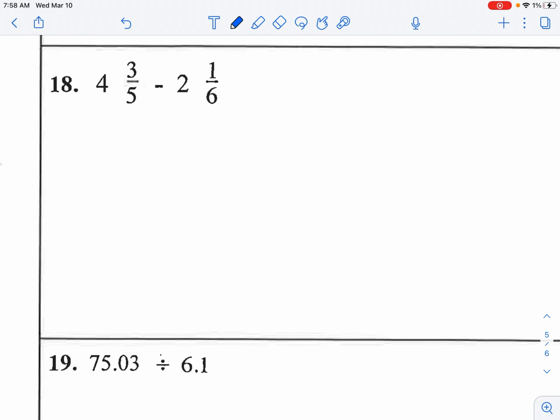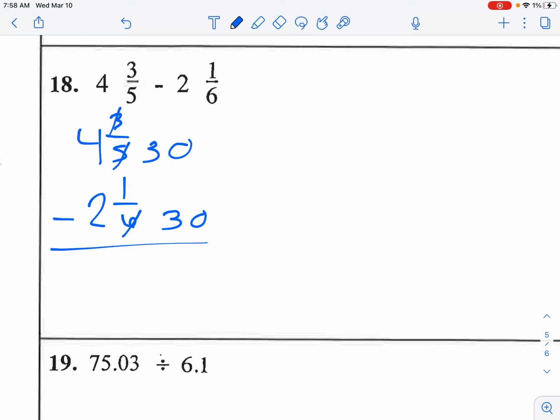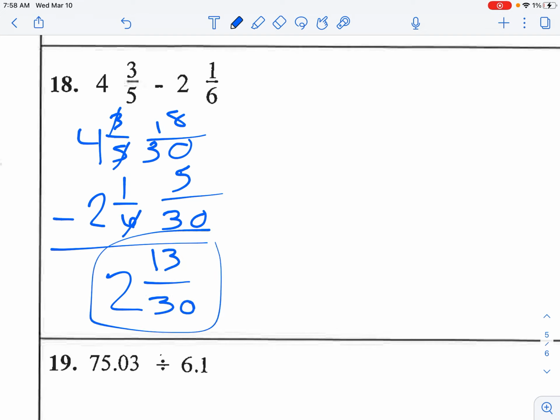Okay, good old subtraction of mixed numbers. So first, rewrite vertically. Find your common denominator. So that's going to be 30. 5 times 6, 3 times 6, 6 times 5, 1 times 5. 4 minus 2, 18 minus 5, and that cannot be reduced. So 2 13/30 is your answer on that one.